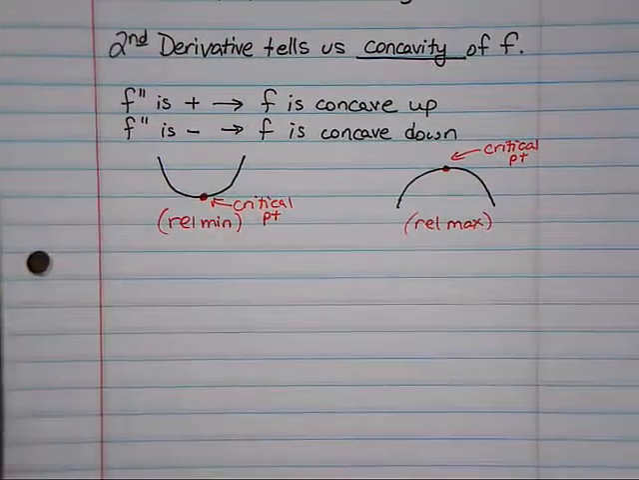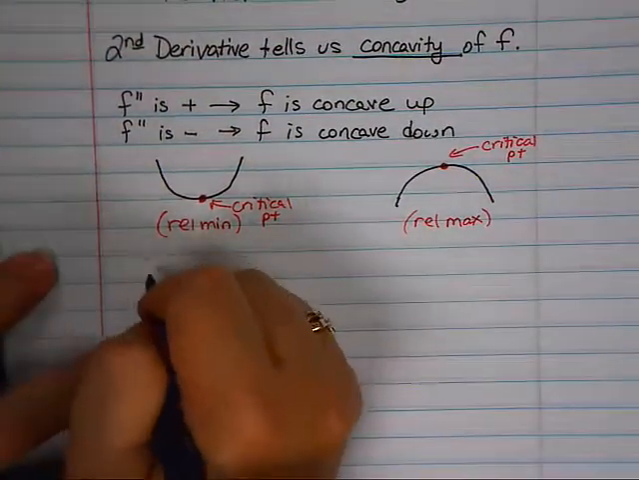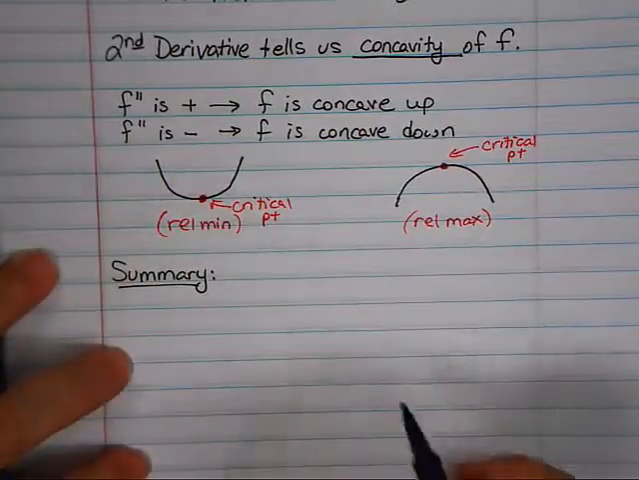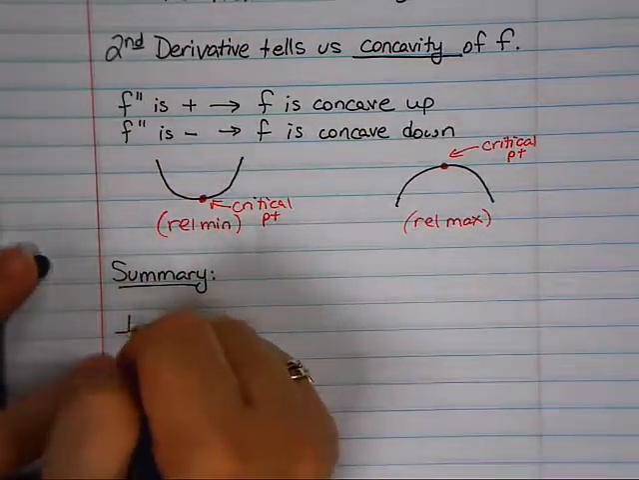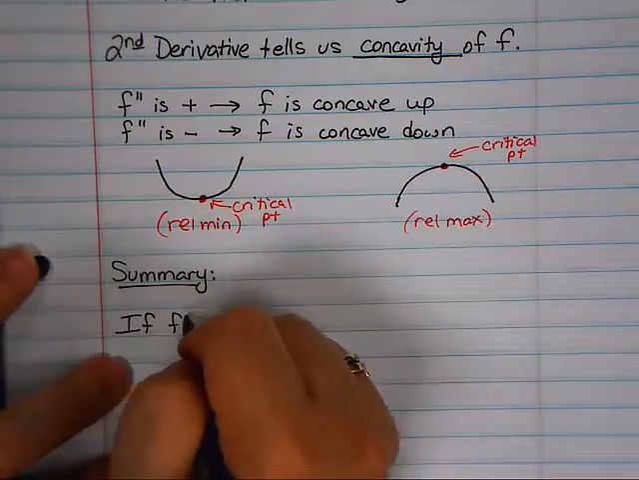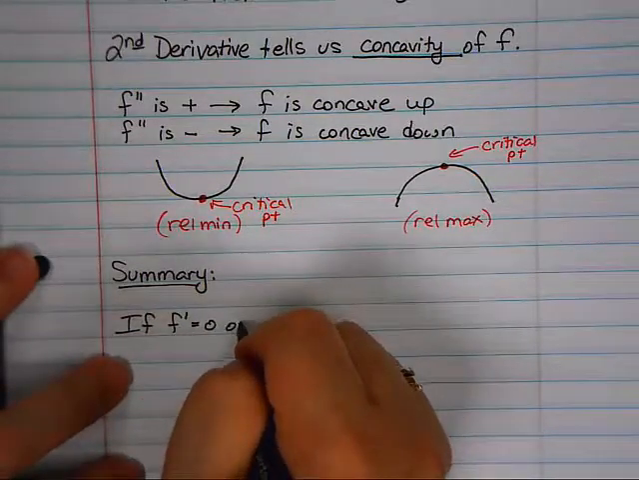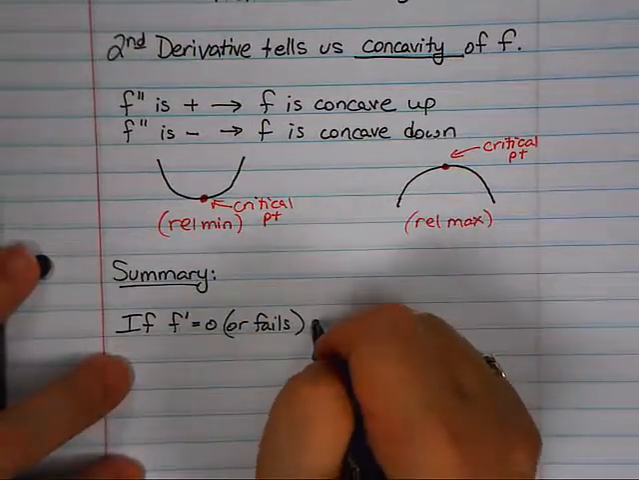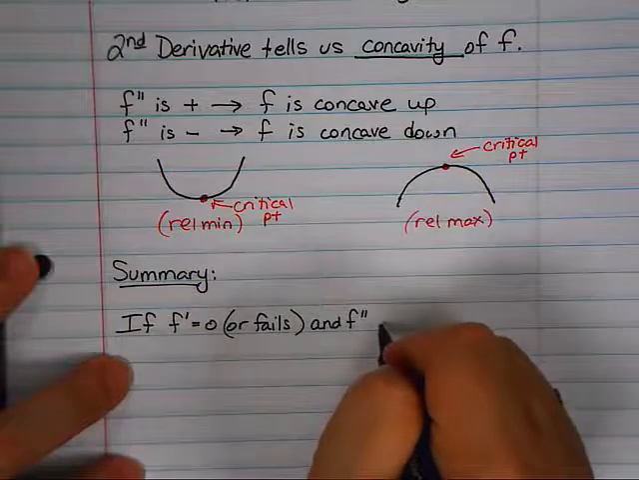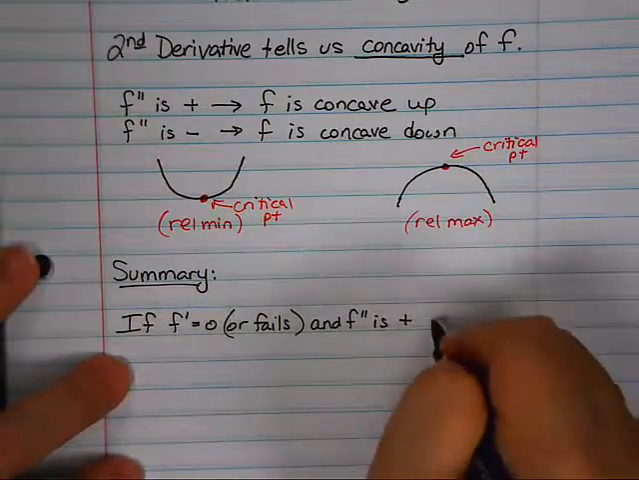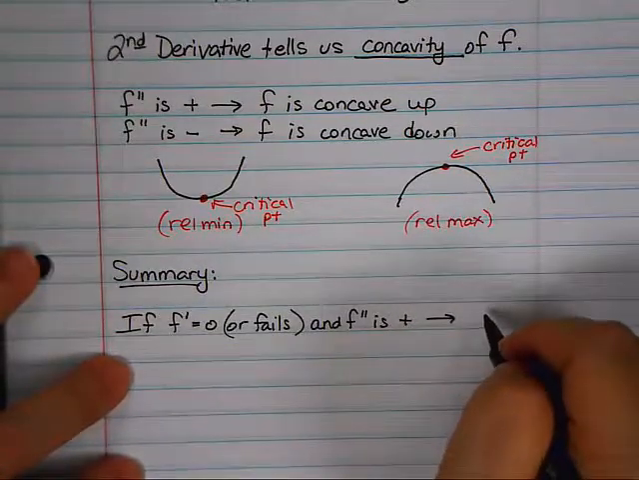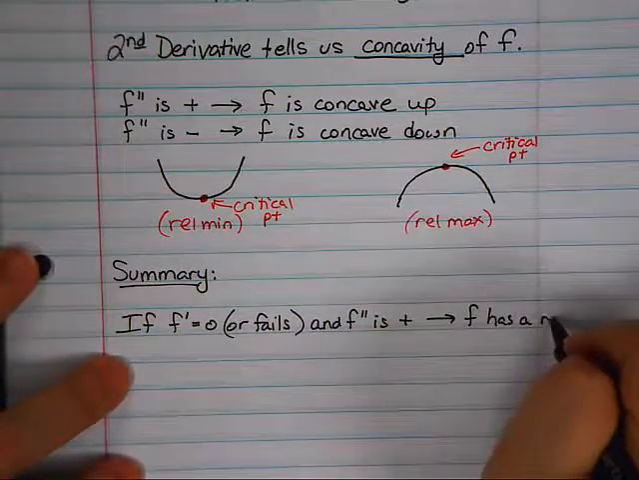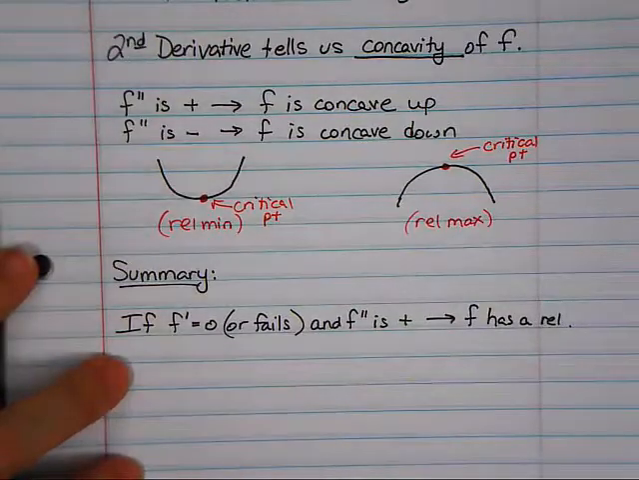So let me write a quick summary statement to show you what we're doing with this. It makes a lot more sense in an example, and we'll do an example in just a minute. So the summary of this is, if f prime equals 0 or fails, and f double prime is positive, f has a relative what?